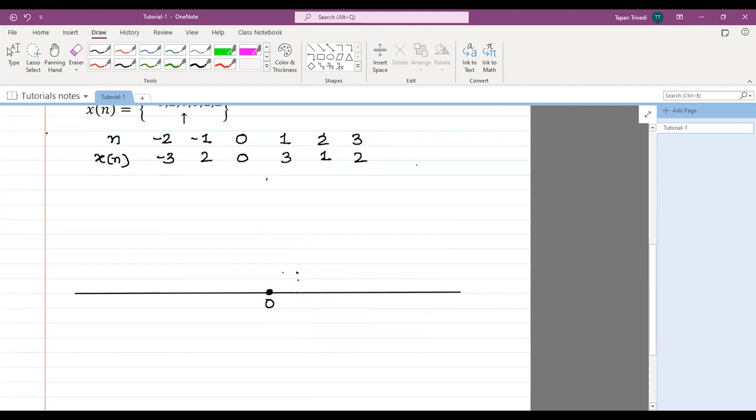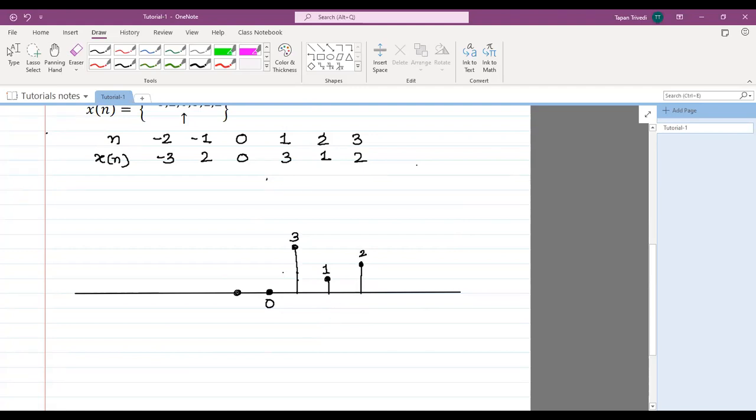At 1, I am getting 3. So it is 3 here. At 2, it should be 1. So I am drawing 1 here. And at 3, it should be 2. So I am drawing 2.